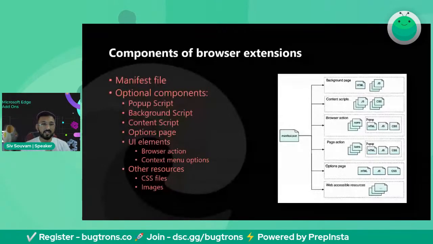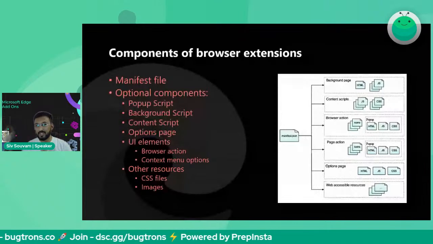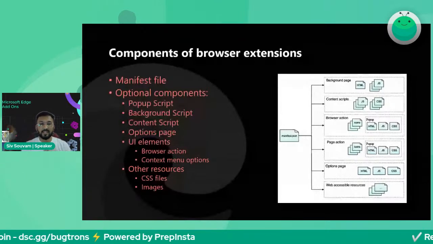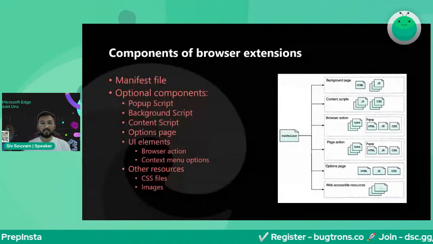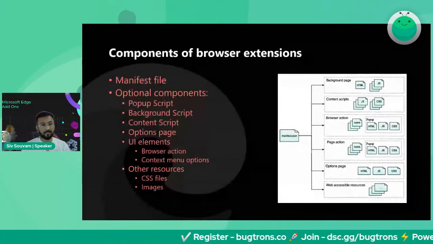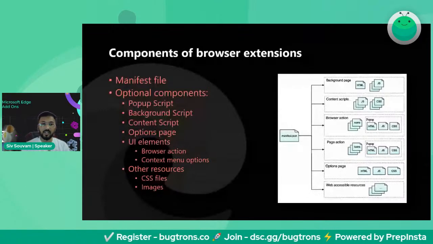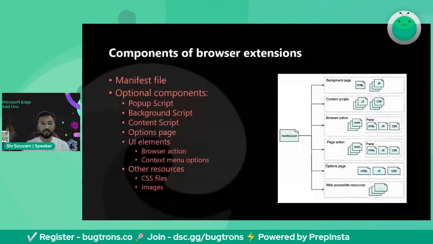Then comes other resources like CSS files and images. CSS files, I hope all of you know, are Cascading Style Sheets for designing your HTML and the things you have mentioned in your extension. Then come the images, where you add in things.